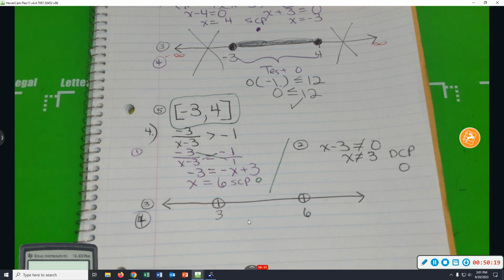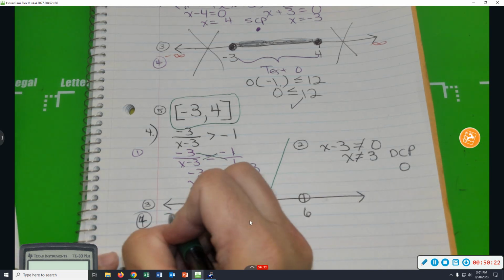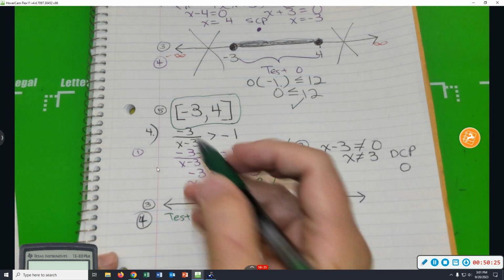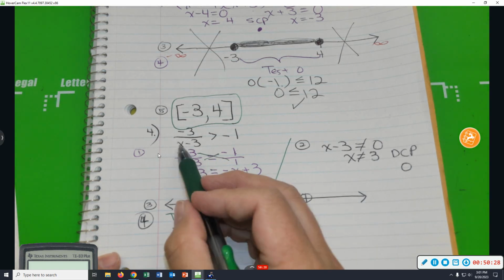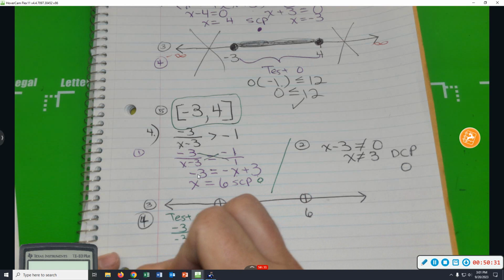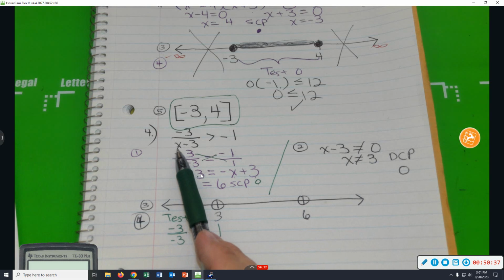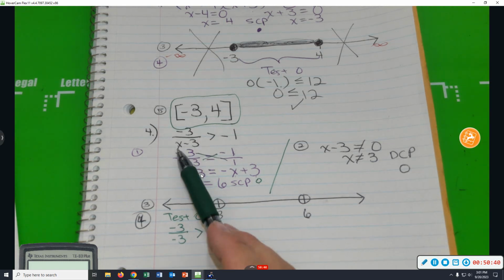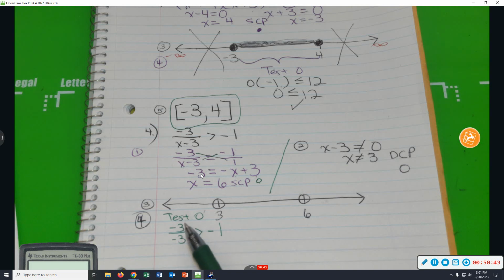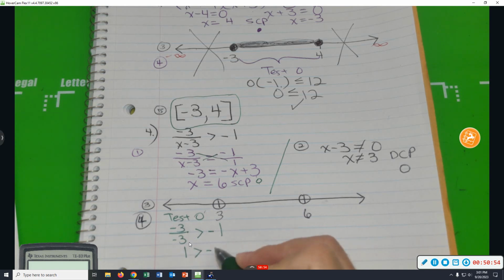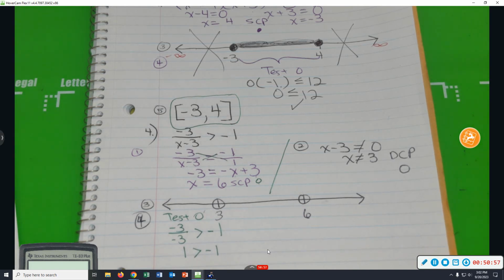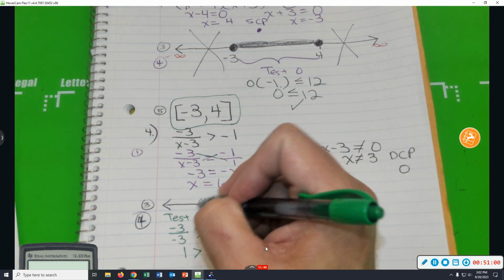This is step number 4. Test 0. That gives me a -3 divided by 0 minus 3, which is -3 divided by -3. Is that bigger than -1? Did y'all follow that? I plugged in 0. -3 was on top. 0 minus 3 is -3. -3 divided by -3, what does that give me? -3 divided by itself is a +1, which is bigger than -1. True or false? True. So we shade.